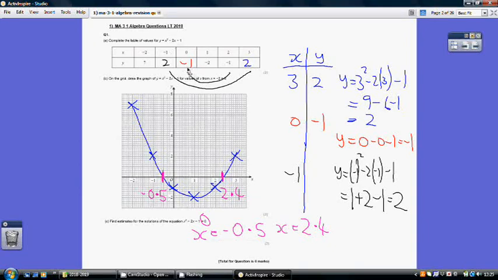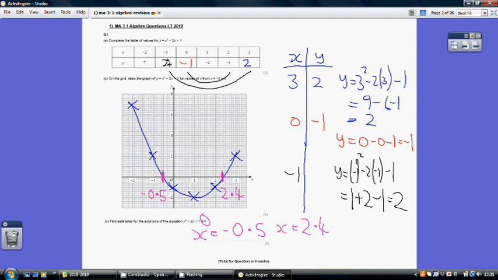Now at this point we've actually got some symmetry here. We've got a couple of repeated y values. So think of a pebble just dropping into a lake at that point, and then the ripples coming out. So that minus 1 ripples out to that minus 1, and this 2 will ripple over to this value here. So this is 2. We can just do that by symmetry.